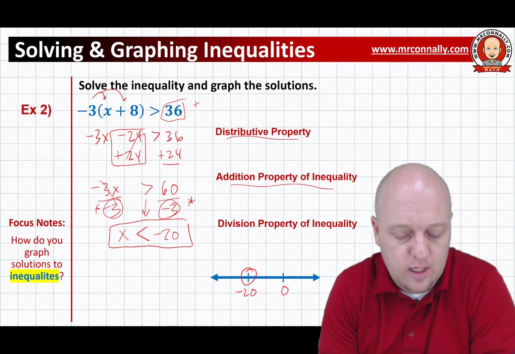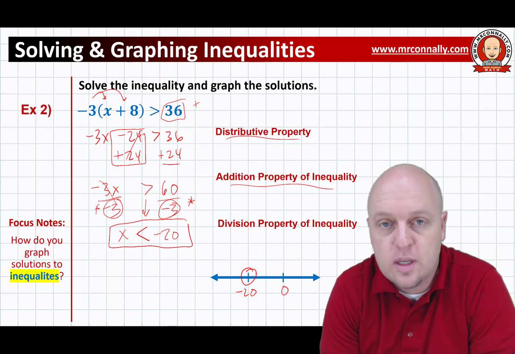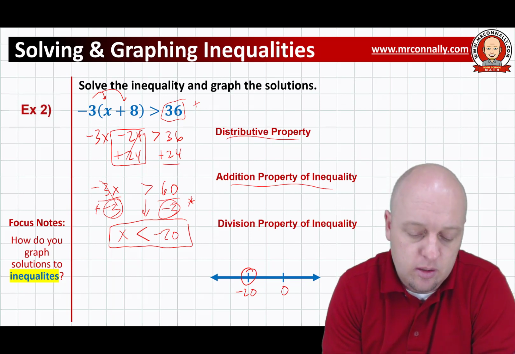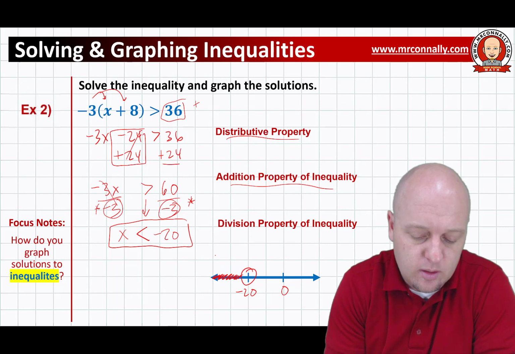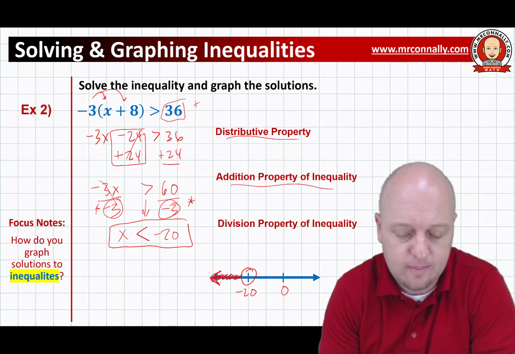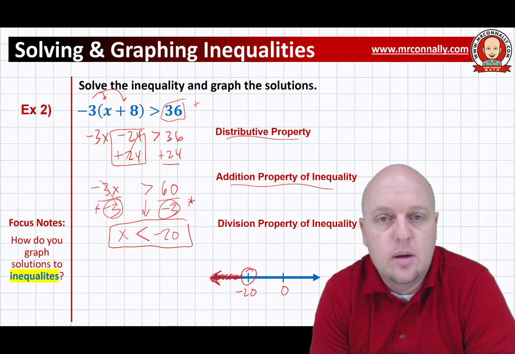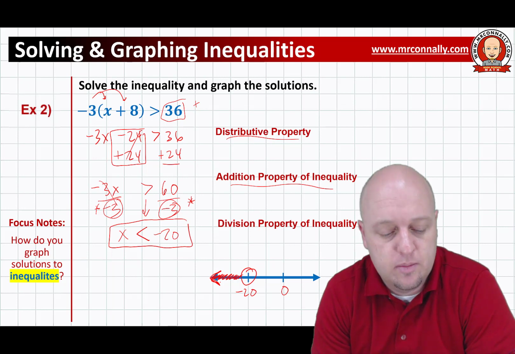Okay, so we're looking for the answers less than negative 20, so we're going to leave it open. Notice I didn't color it in. And now the lesser numbers are to the left. So I go ahead and shade it in and make it very clear that my answers are going to the left. Okay, go ahead and pause and finish that problem up. Write in your notes here.